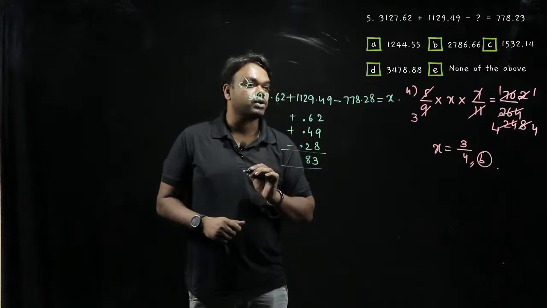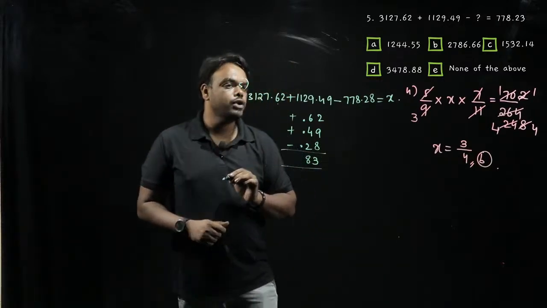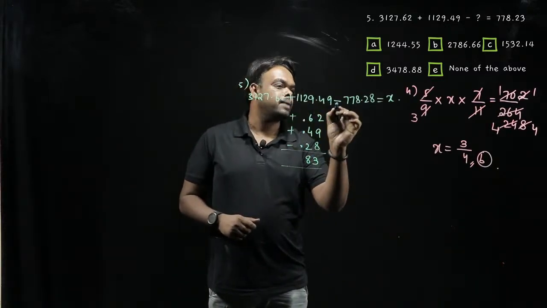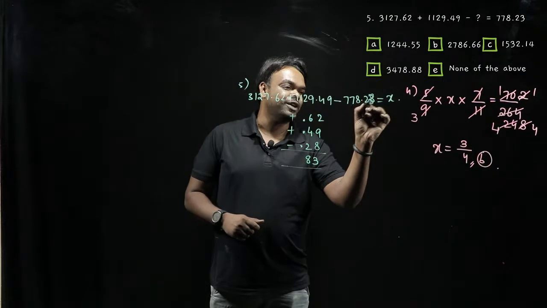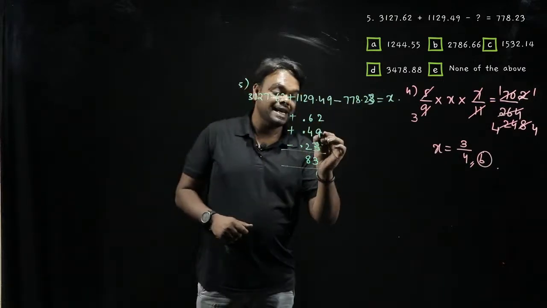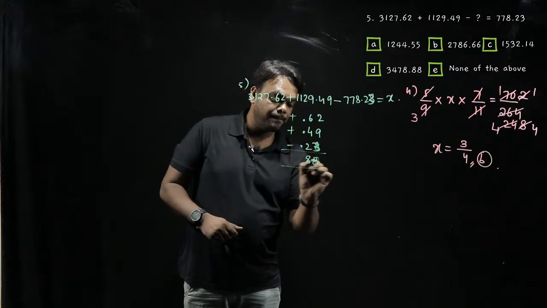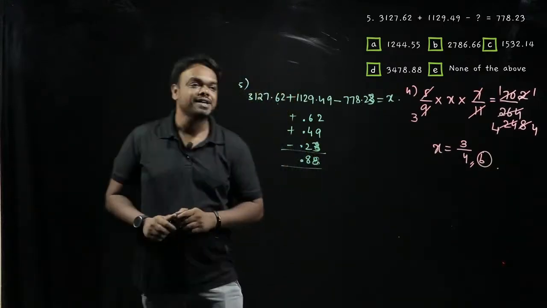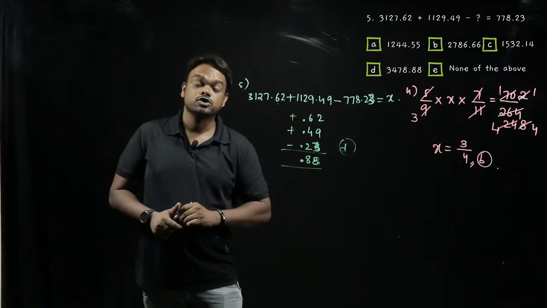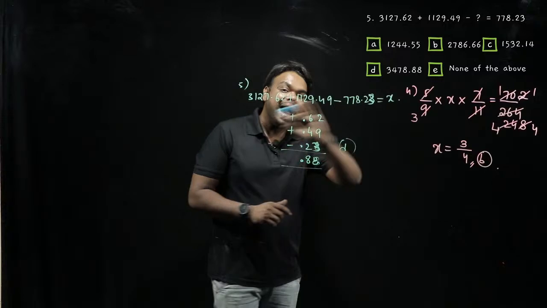Check out. Do we have the option? No. Or did we do any mistake here? This is 0.62, 0.49. Oh, I'm sorry. This is 0.23, right? That is right, 0.23. Now what happens? 11 minus 3 is 8. 0.88. Do we have an option? Yes, of course. Option number D, direct answer. So just do not blindly add and subtract the numbers.